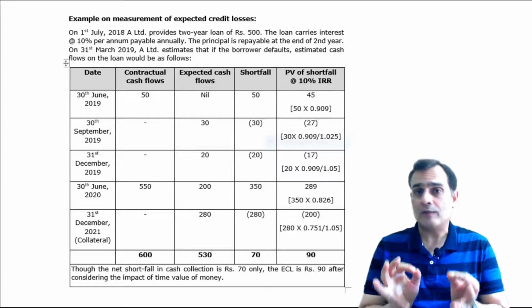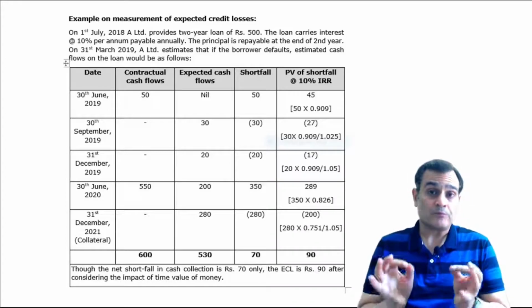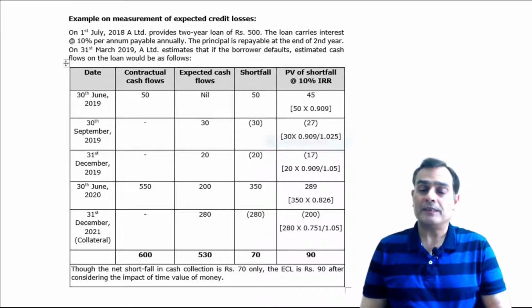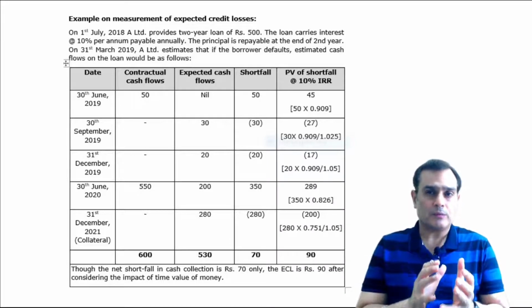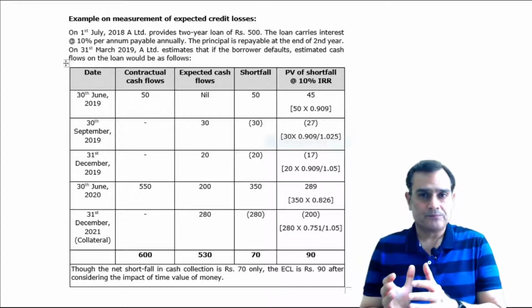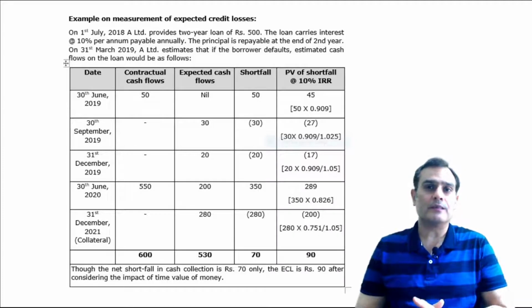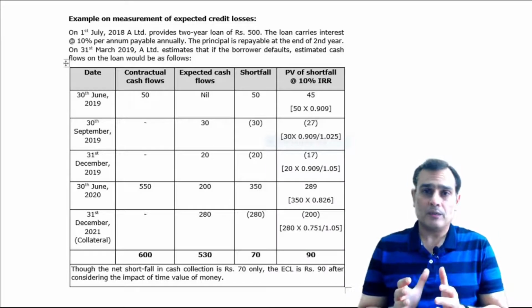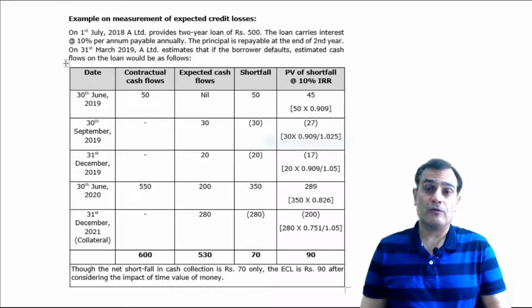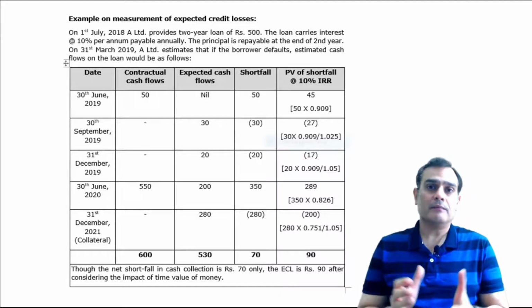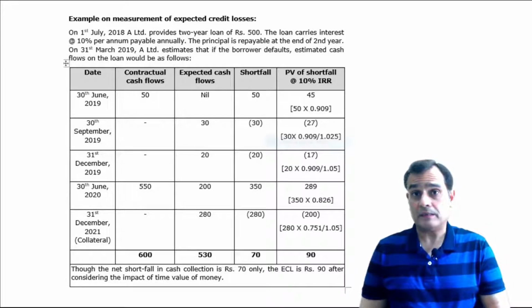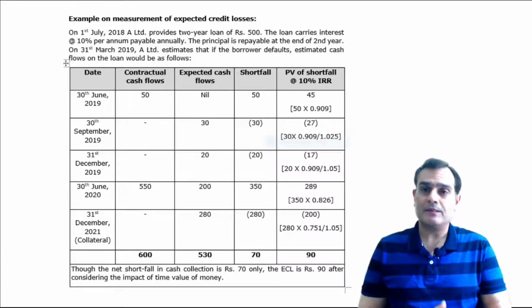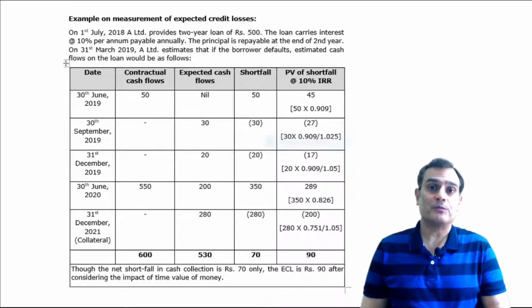Whether it's a contractual date when you were supposed to receive the money or the date when you're actually expecting to receive the money, on the date when the contractual cash flows are greater than the expected cash flows, you get a shortfall. And if it is vice versa, you get a surplus. So we discount all the surpluses and the shortfalls for the time value of money, and we get a figure of 90. Isn't that surprising that in absolute figures the amount of loss is 70, but when you consider the time value of money, it comes to even more than the absolute figures without discounting.